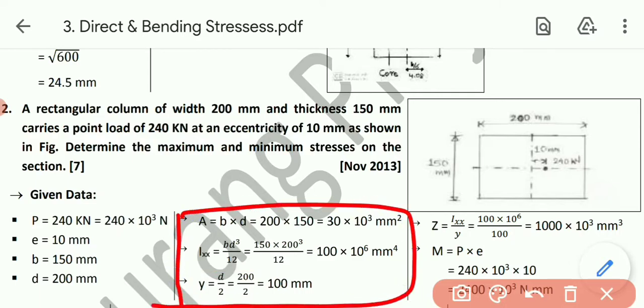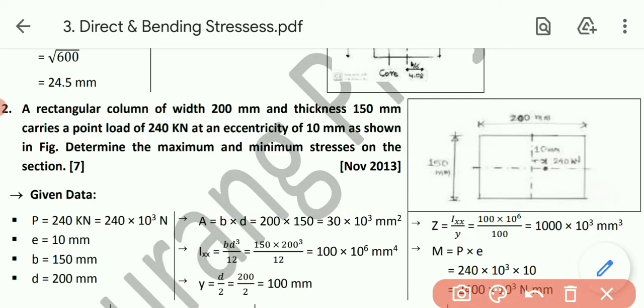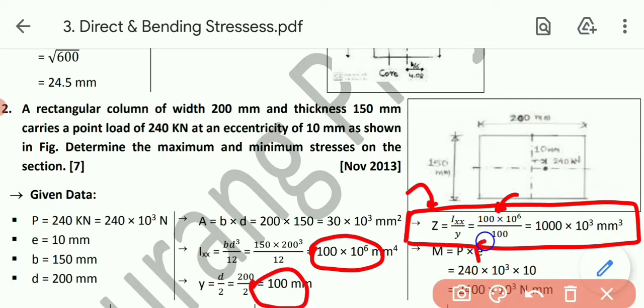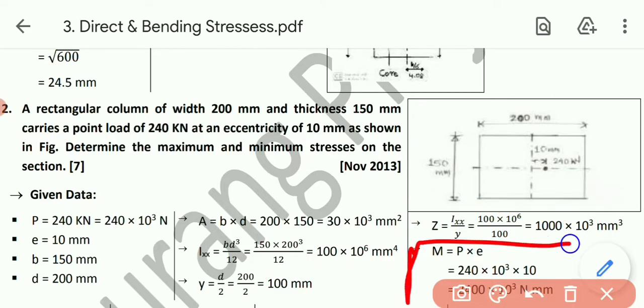Then we need to calculate moment. For moment we can say P into E, and for Z I will get I by Y. So first let's calculate Z, that is I by Y. I is 100 into 10 raised to 6, and Y is 100 mm. By simplifying this, I will get 1000 into 10 raised to 3 mm cube, that is Z. Then the remaining one is M, that is P into E. Now P is given to us in the data, as well as eccentricity, which is also given in the data.